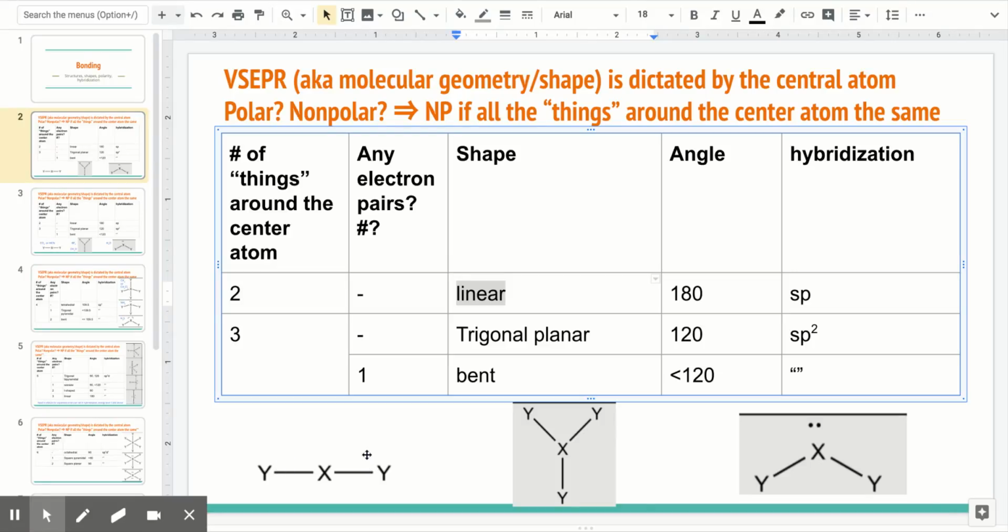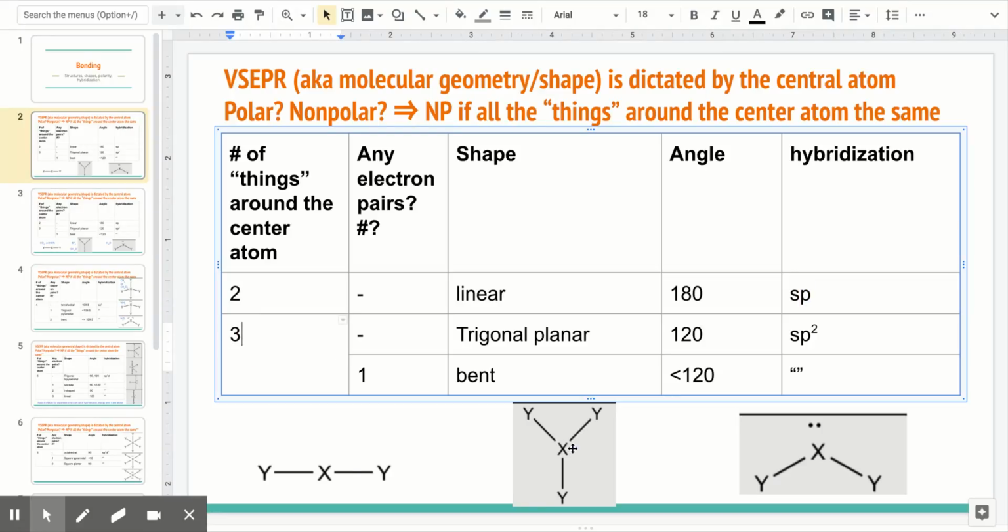And the hybridization, we have 2 things around the center atom. So I need 2 orbitals for those 2 things. So S is 1, P makes 2. Okay, that's how I think about the hybridization. Let's go on to if we had 3.